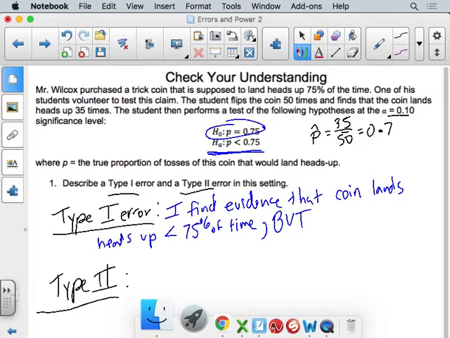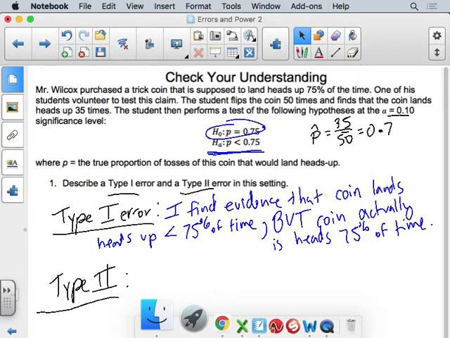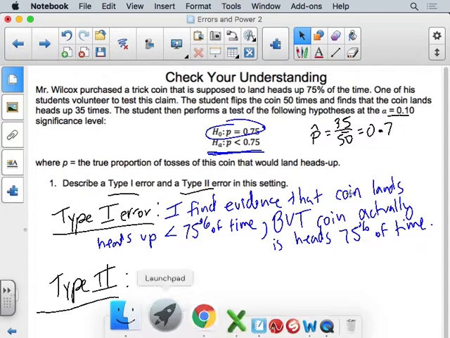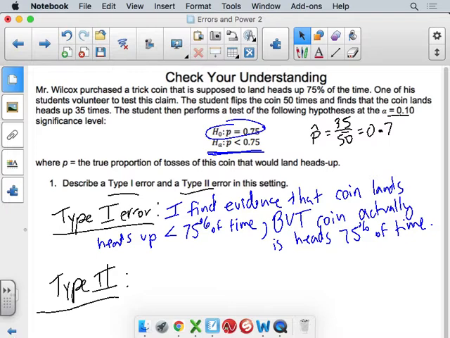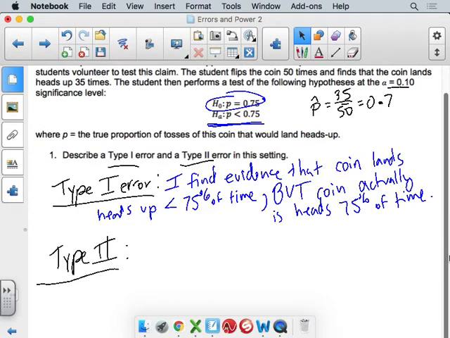But the coin actually is heads 75% of the time. So basically, you think the manufacturer is lying to you, that this is a trick coin by 75%, but it turns out they weren't. The test just was wrong. Okay, so that's type 1 error.